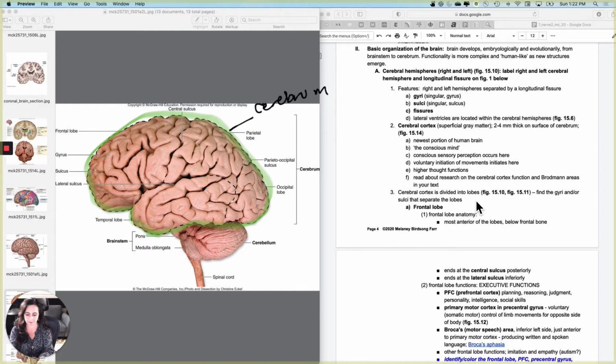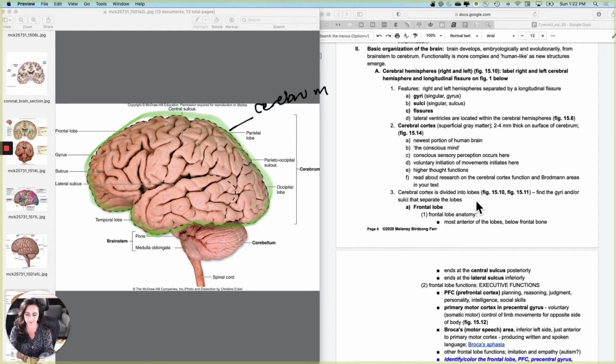The cerebrum is the biggest portion of the brain, and of course it's characterized by these folds and depressions, and we'll talk about why it exists that way in a moment. Big picture understanding of the cerebrum is that this is kind of higher brain function, not exclusively, but this is where conscious thoughts and voluntary initiation of movement are going to occur.